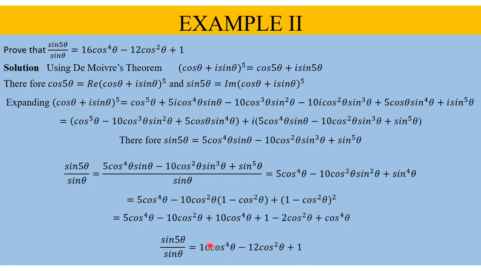And then if we collect like terms, we shall have 5 cos power 4 theta added to 10 cos power 4 theta, and then added to cos power 4 theta, which gives us 16 cos power 4 theta. Then the next will be minus 10 cos power 2 theta minus 2 cos power 2 theta, which gives us minus 12 cos power 2 theta, then plus 1.